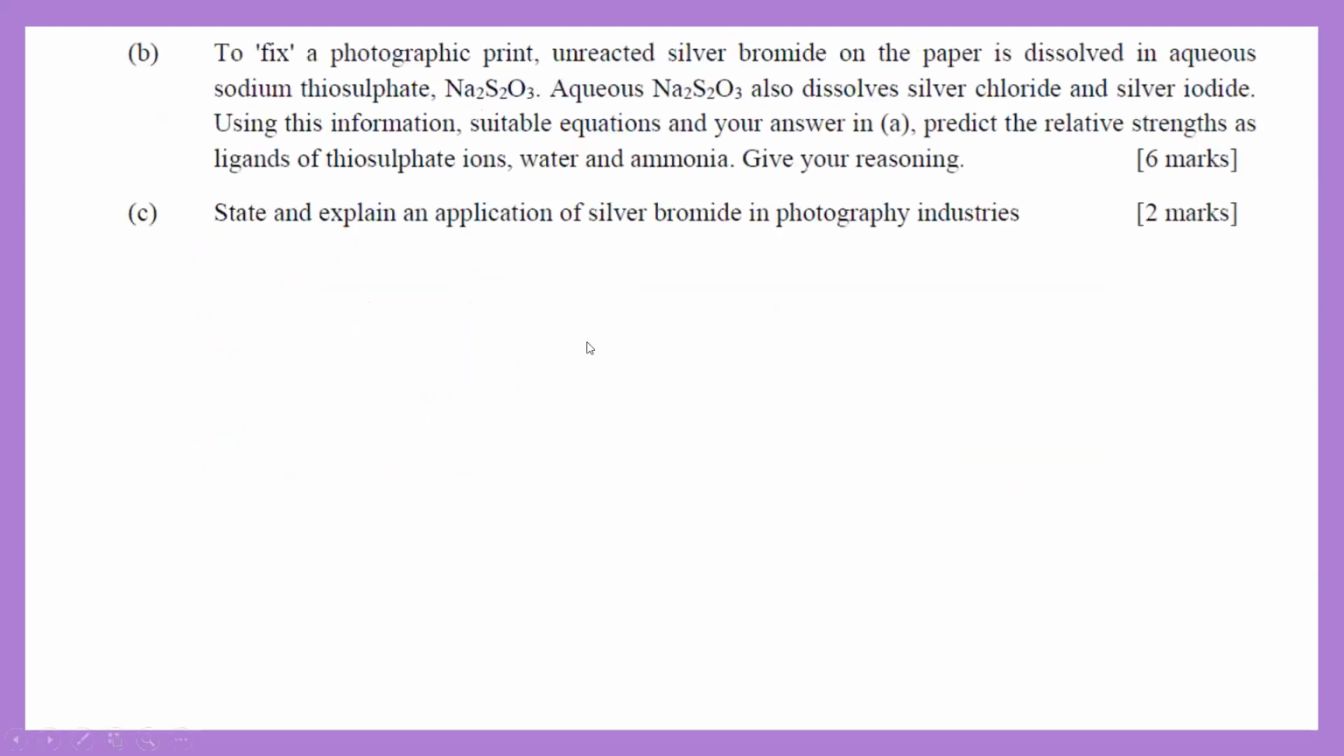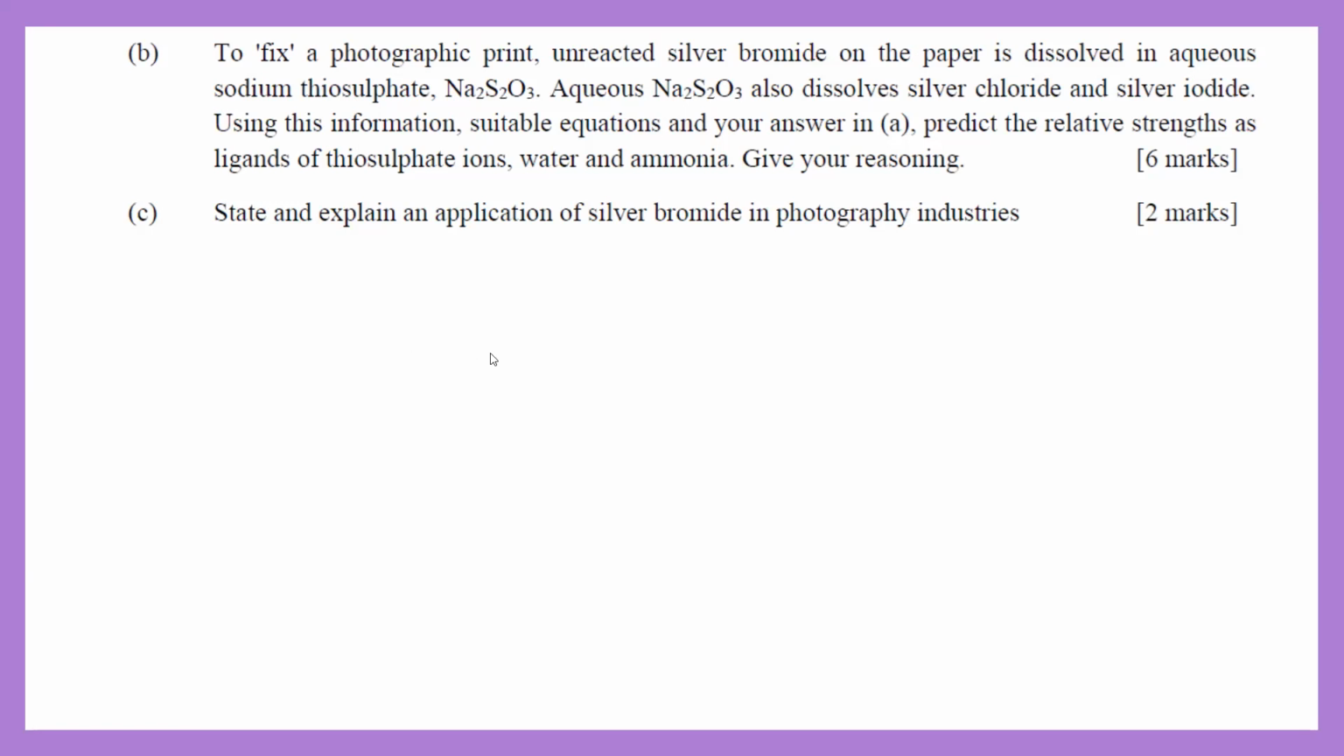Immediately we move to 1B. To fix a photographic print, unreacted silver bromide on the paper is dissolved in an aqueous solution of sodium thiosulfate, Na2S2O3. Aqueous sodium thiosulfate also dissolves silver chloride and silver iodide. Using this information, suitable equations and your answer in A, predict the relative strengths as ligands of thiosulfate ions, water, and ammonia. Give your reasoning.